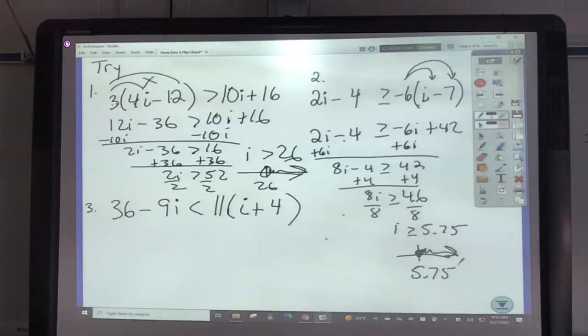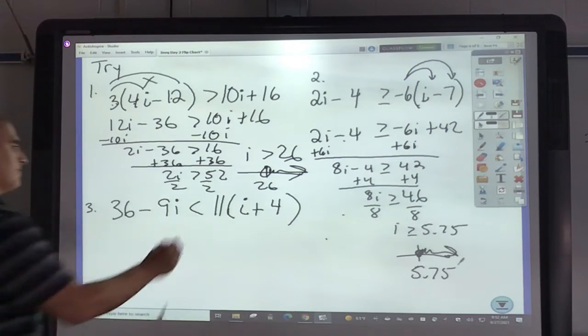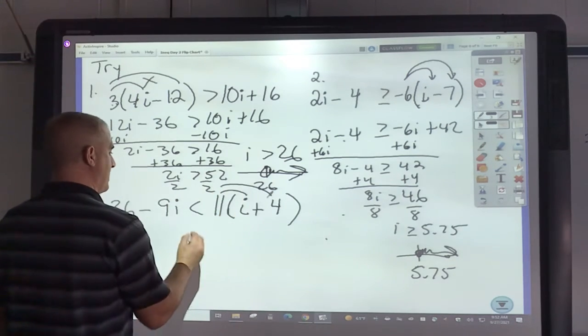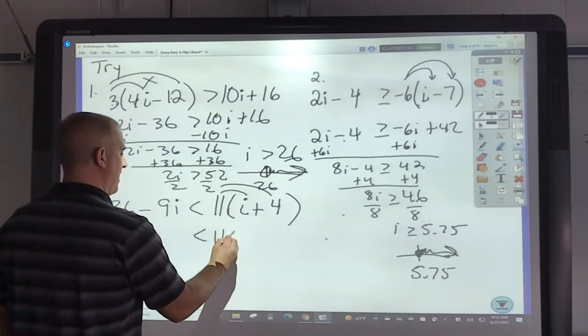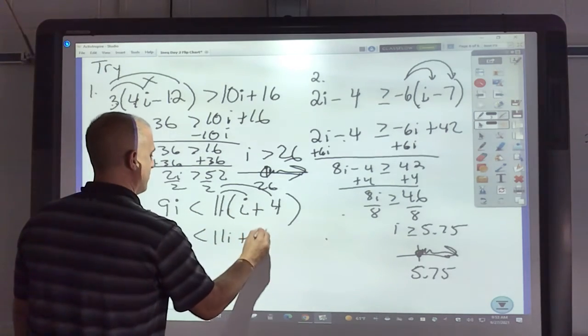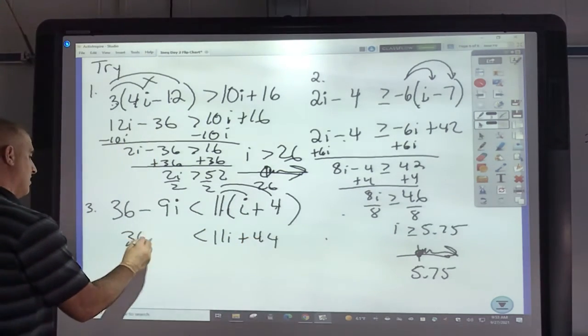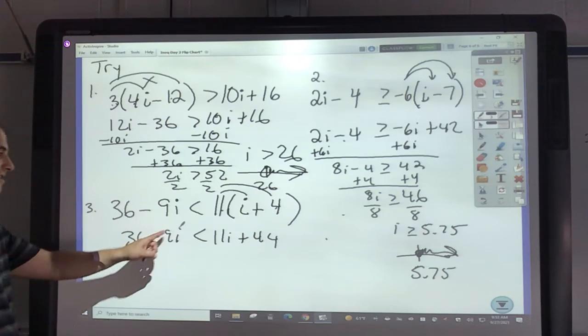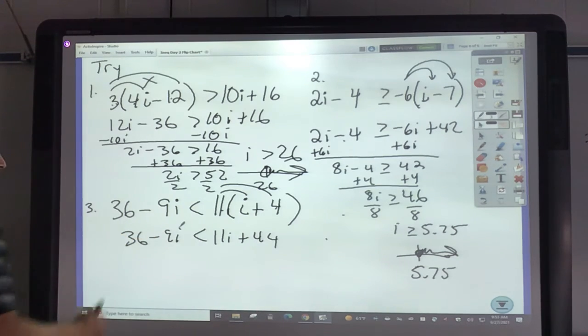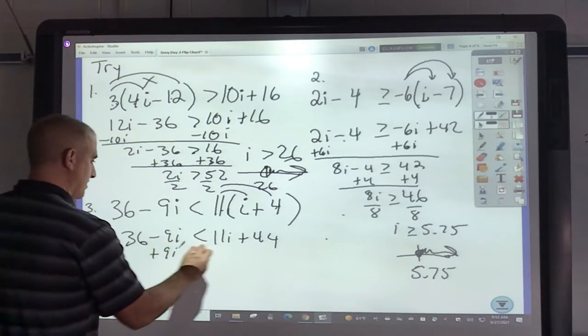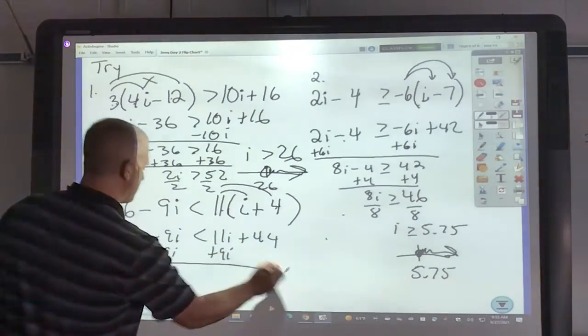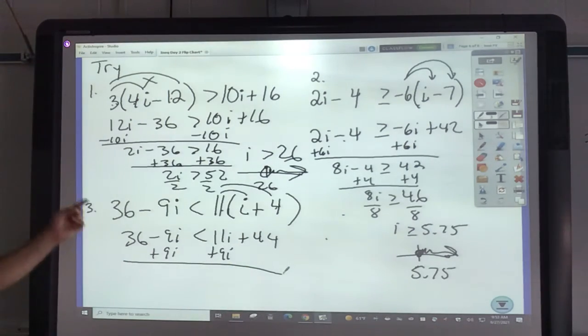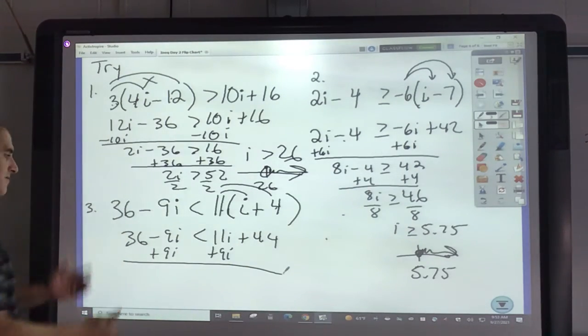All right, this one, I want to multiply 11 times that, so 11 times i is 11i, 11 times 4 is 44. Now, once again, I'd move the i here, the smallest one is negative 9, so the opposite of negative 9 is positive. Once again, if you subtract by a negative 11, you're going to end up with a negative over here. Remember to divide by a negative.